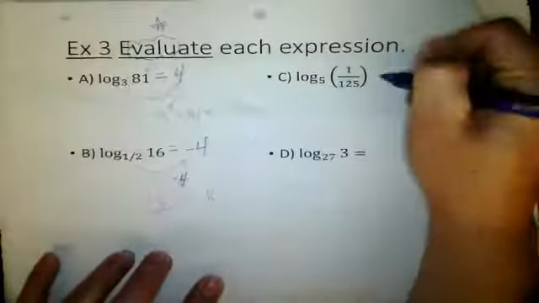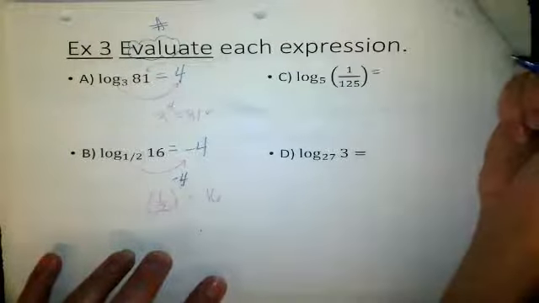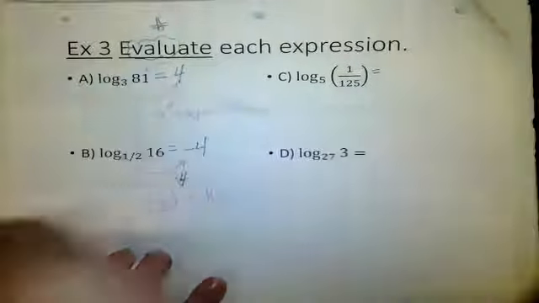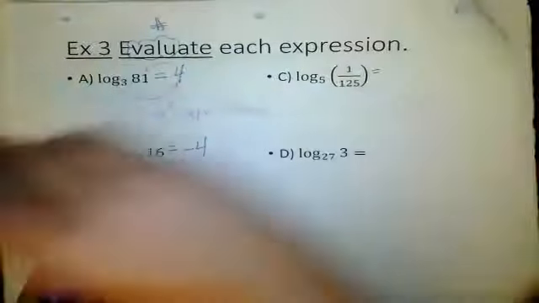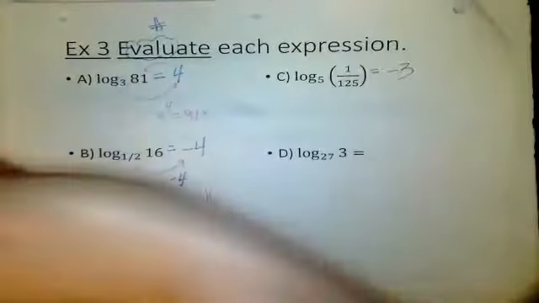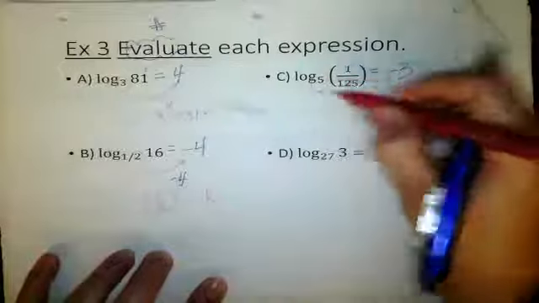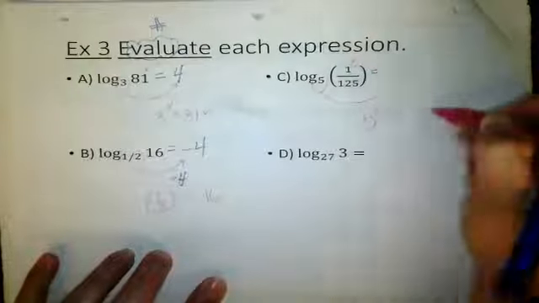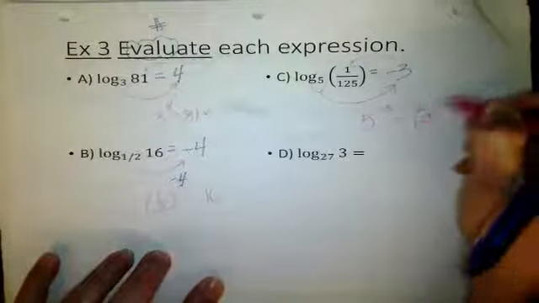All right, log base 5 of 1/125. What is it? -3. Very good. Why? Because 5 to the -3 power equals 1/125. So we know we did it right.